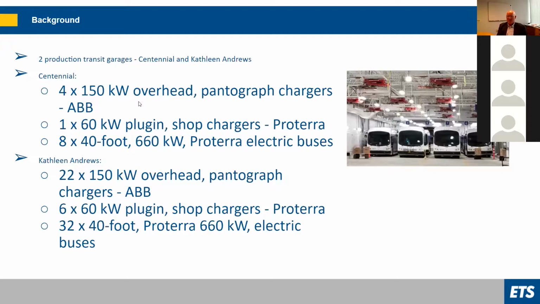When we move over to Kathleen Andrews, which is our latest build garage, we've actually got 22 pantographs in there with the capability of having 26 pantographs. They're roughed in for another 4. We've got the electrical grid capacity to run them. So we've got 22 in there and 32 buses running out of that garage. Within the shops, we've got 6 plug-in chargers because we've got a big body repair section in there. So there's 2 chargers in the body shop, 4 in the mechanical repair. And I'd say we've got 32 buses.